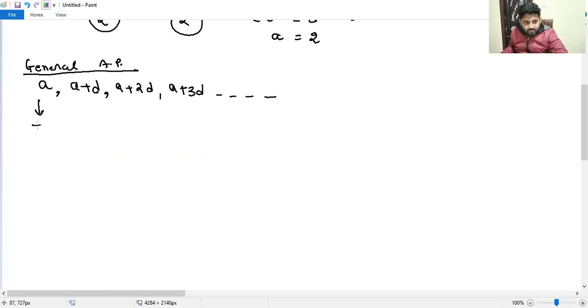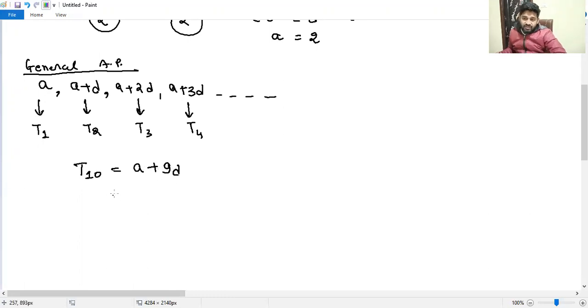So this is known as T1, that is term 1. This is known as T2, that is term 2. This is known as T3, that is term 3. And, sorry, T1, T2, T3, and T4. Okay, and so on. So if I ask what will be the T10, because here T3 is a plus 2d, because there is no d in the first term, so the 10th term will be what? Using this pattern, we can write a plus 9d.